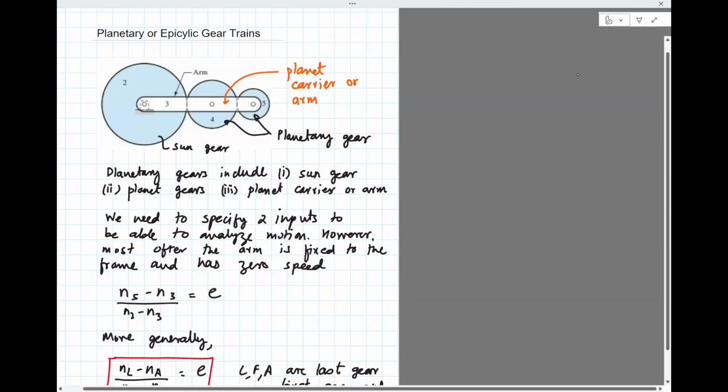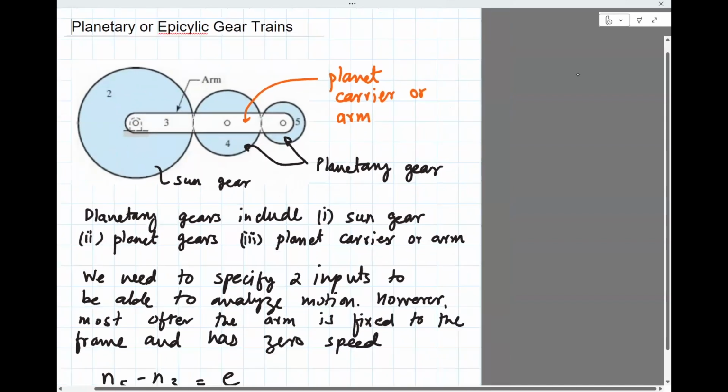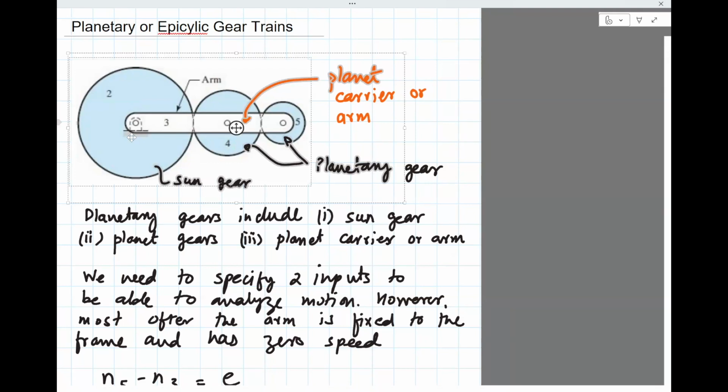Planetary epicyclic gear trains. This is a different type of gear train which involves an arm. Imagine this gear is fixed; you can see the bearing here. This gear is known as the sun gear because the other gears, 4 and 5, will rotate around the sun gear, like a sun-planet system. That's possible because of the planet carrier, or the arm.